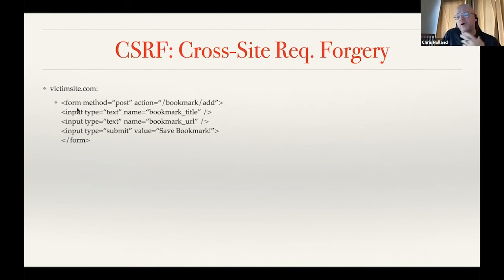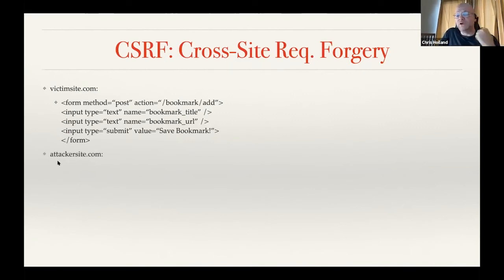So you put a form which allows a user to save a new bookmark to their list of bookmarks, right? You have an action of bookmark/add. It's a POST. You have two parameters, the bookmark title and the bookmark URL, and then you have a submit, right? So if the user is logged into their account, they can click save bookmark, and it's going to save the bookmark to their bookmarks. Very easy to do.